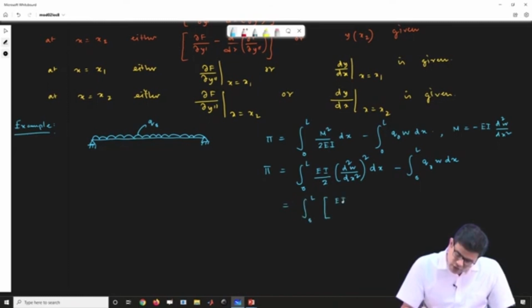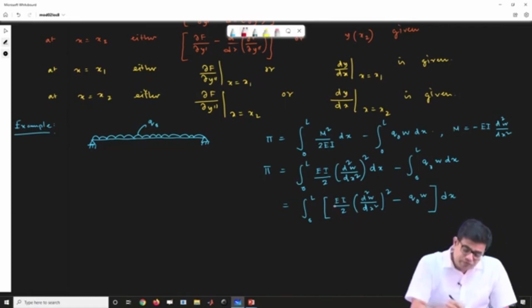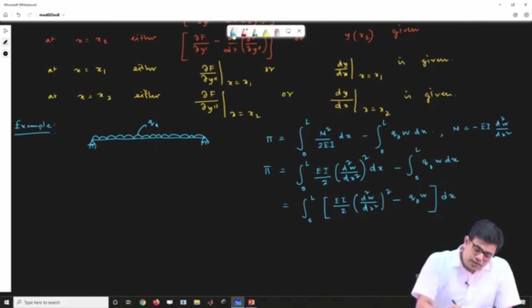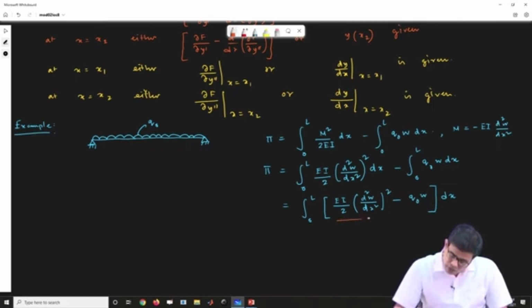So this is for our convenience, (d²W/dx²) whole squared minus q0 W dx. So this is my f. So now I will just use this thing to... so this is my f, right.